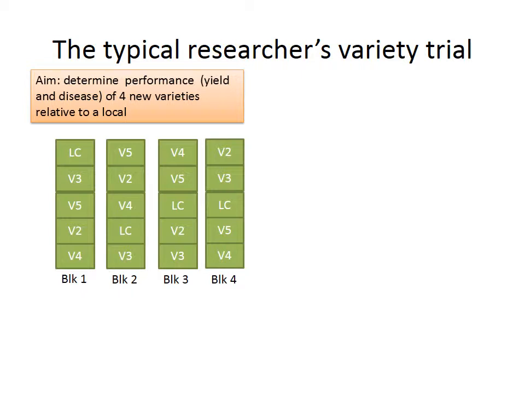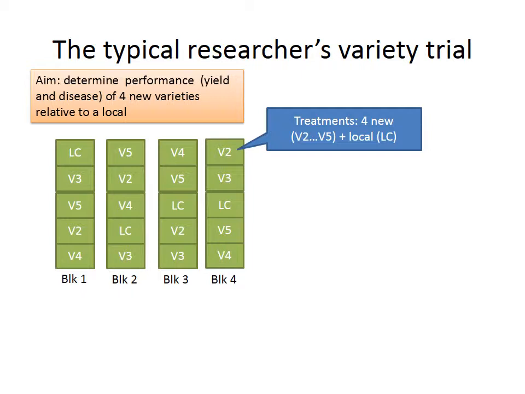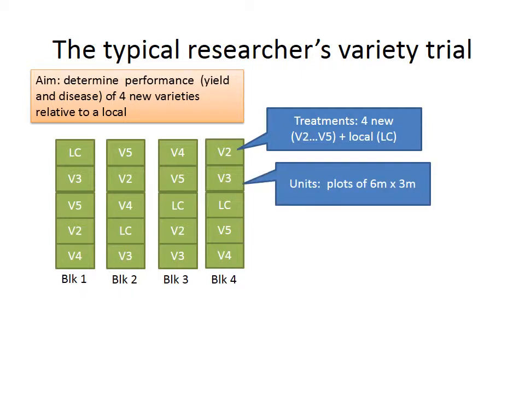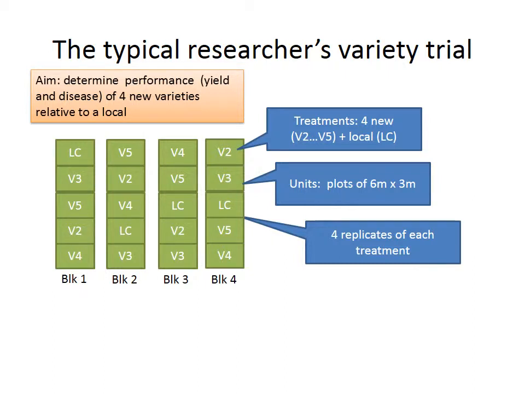The aim is to evaluate the biological performance, perhaps yield and level of pest damage. Treatments are 4 new varieties plus 1 local control. The plots or experimental units are 6 by 3 meter areas of land. There are 4 replicates of each treatment.